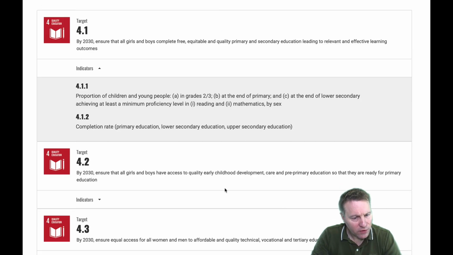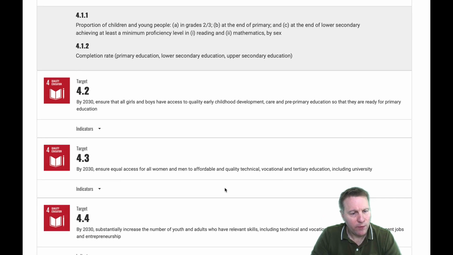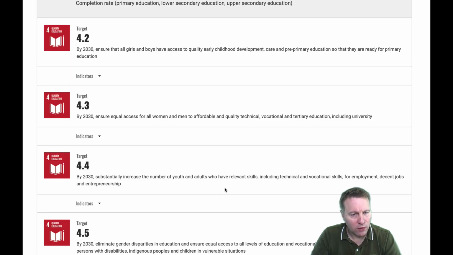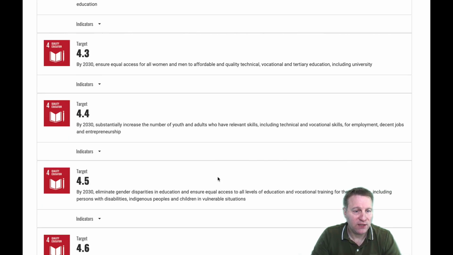When browsing through these targets, you will see that whatever you do and contribute personally, you will not address only one individual target. For example, this lecture is addressing target number 4.4. By 2030, substantially increase the number of youth and adults who have relevant skills, including technical and vocational skills, for employment, decent jobs, and entrepreneurship.